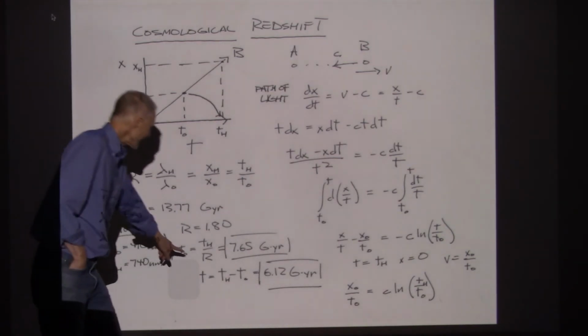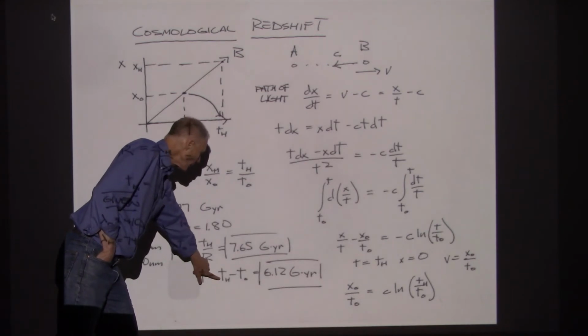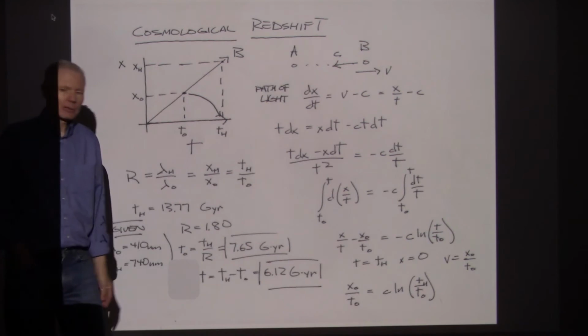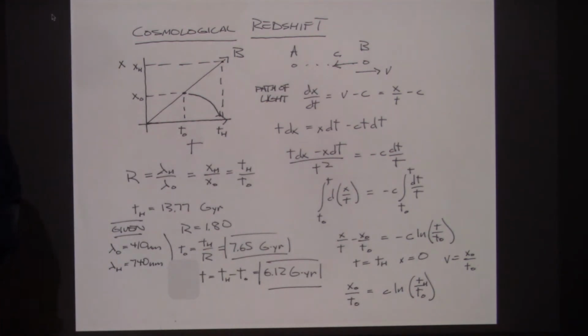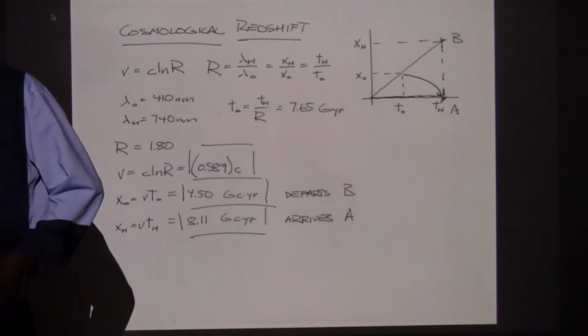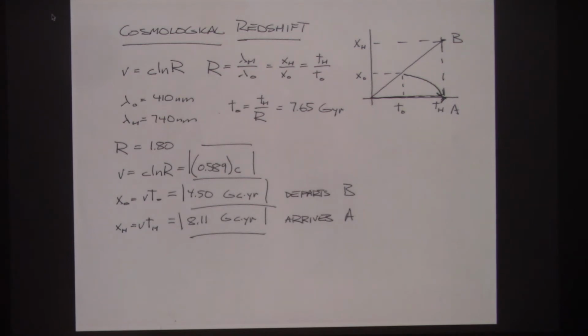How long has that light been traveling? Well, it's been traveling t_H minus t naught, and that's 6.12 billion years. So this is a way to go in and at least get an estimate based on redshift as to how much time that light has been traveling.